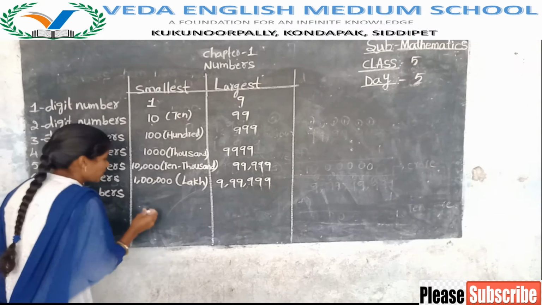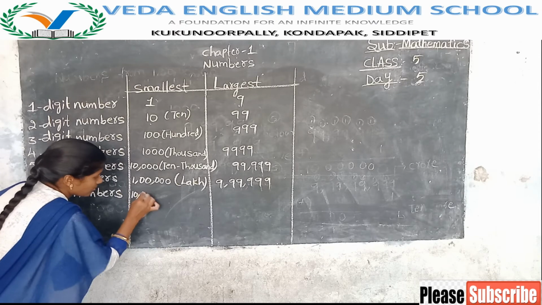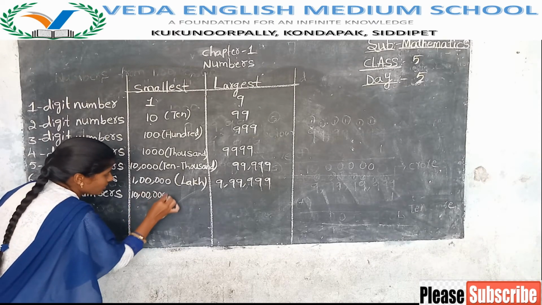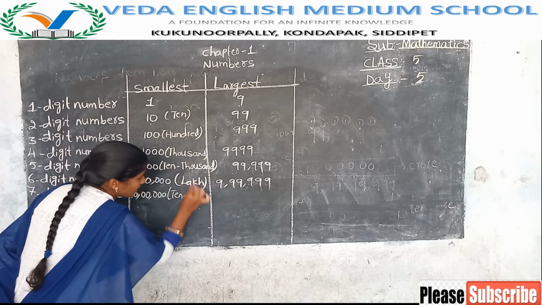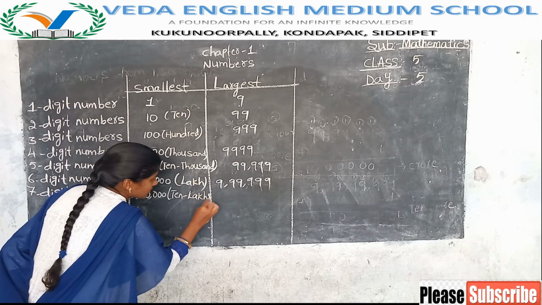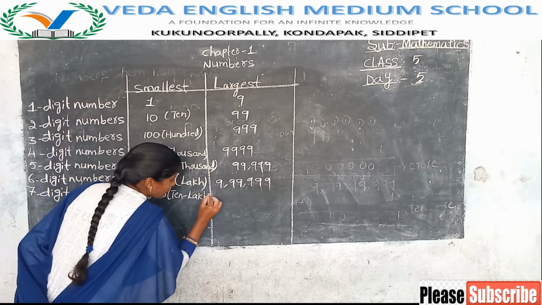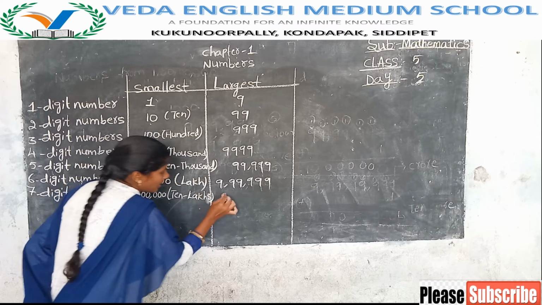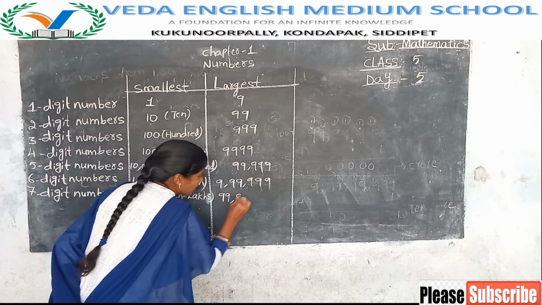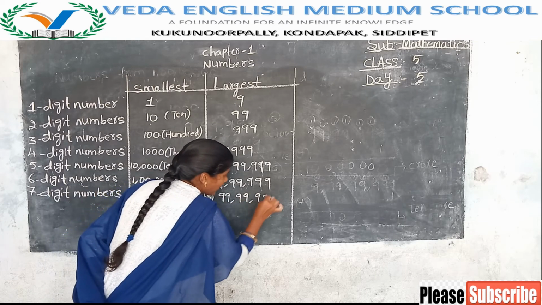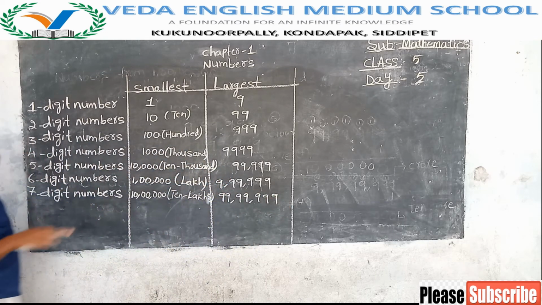The 7 digit smallest number is 10 lakhs. For 1 lakh we have 5 zeros, so for 10 lakhs you have to write 6 zeros. Spelling of lakhs: LAKHS. 10 lakhs. The 7 digit largest number is 99 lakhs 99,999. Up to here we learned in class 4.